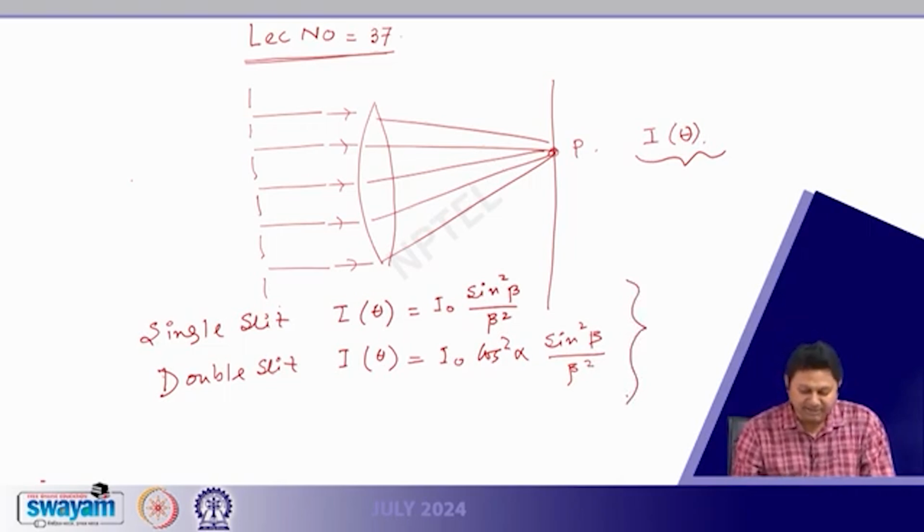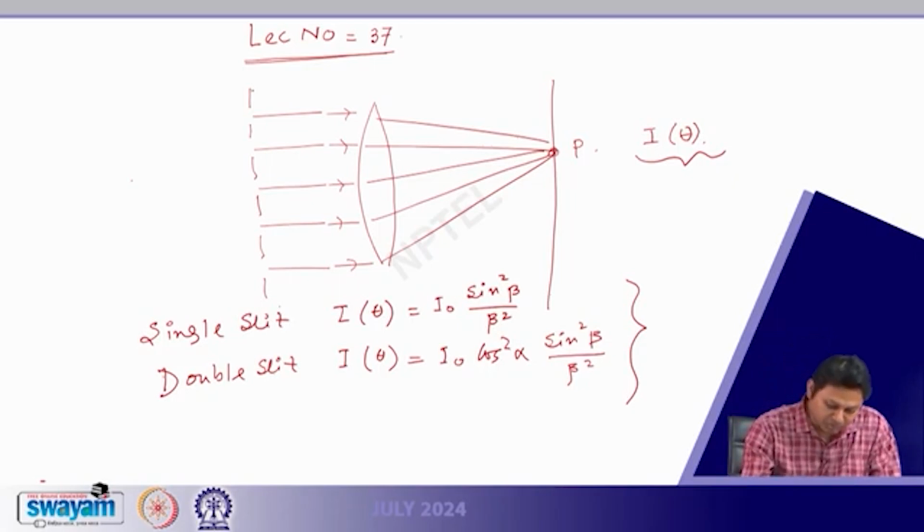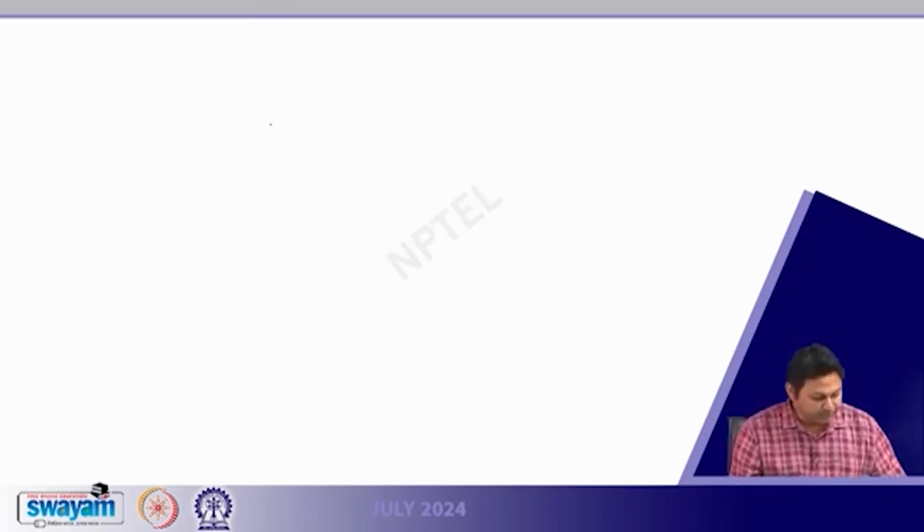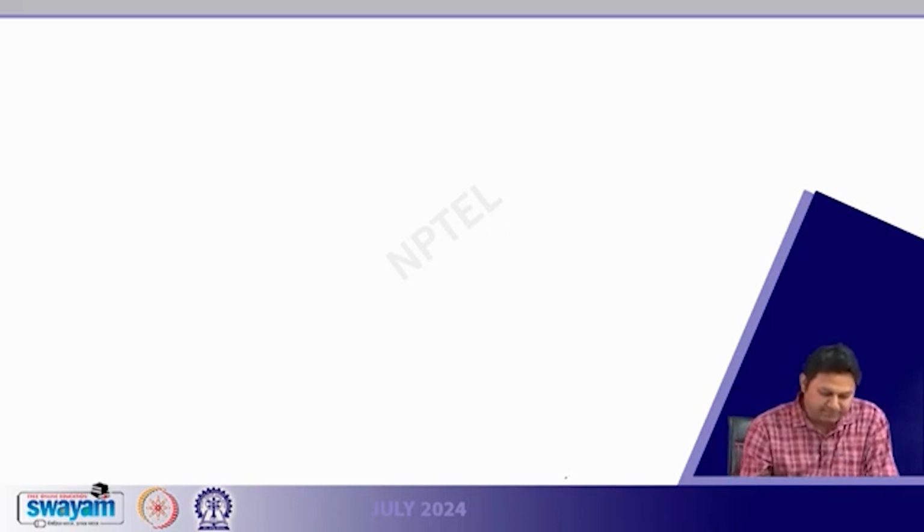Now we are going to extend this idea and find the mathematical form of I theta, the intensity distribution, for not only one slit but multiple slits. So, these are the opaque spaces, and in between the opaque spaces we have slits, not one slit but n number of slits, and we are going to calculate the intensity distribution at point P.